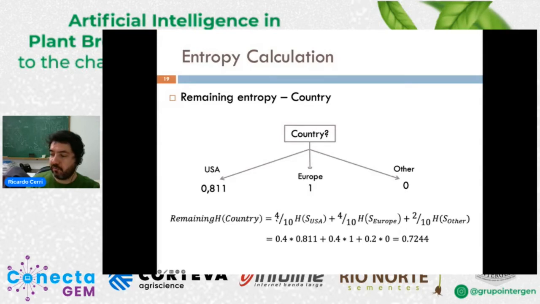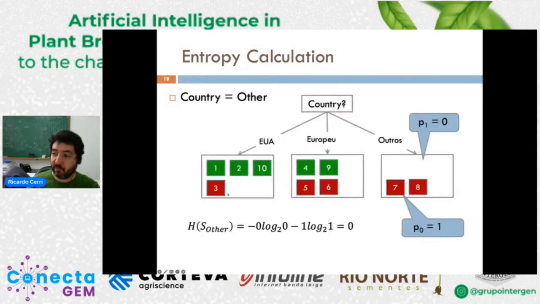So we have to do 4 divided by 10 multiplied by the entropy for USA. Why 4 divided by 10? Because if we look here, we have 4 examples, 3 plus 1, divided by 10, because the whole data set has 10 samples.